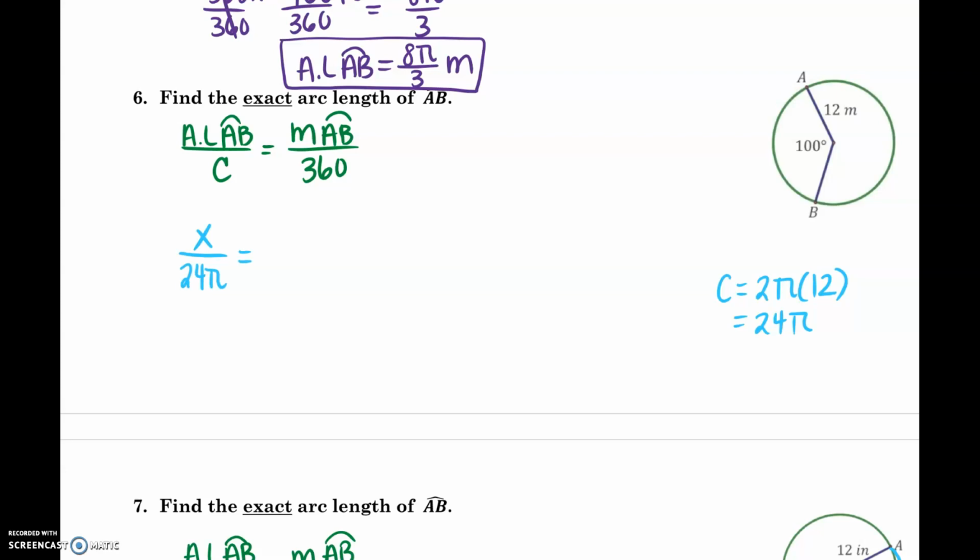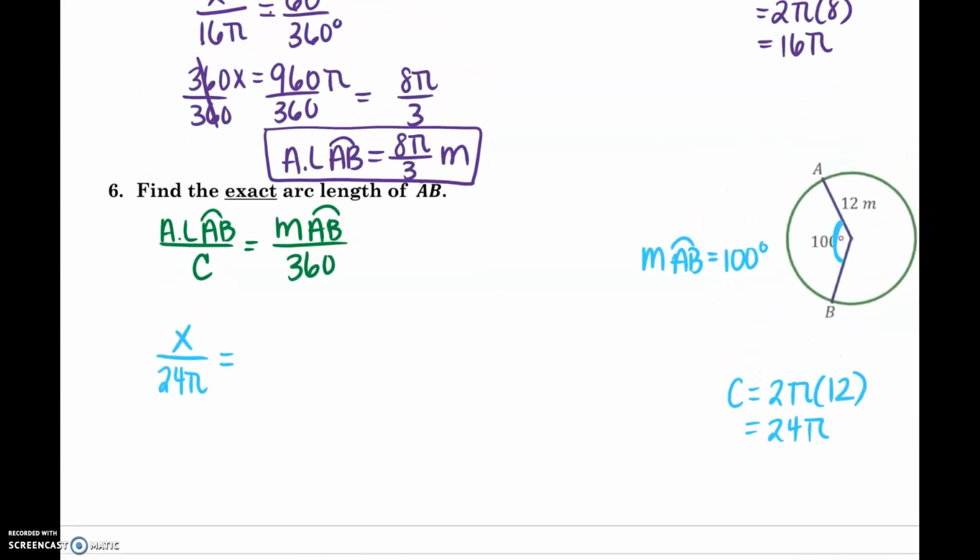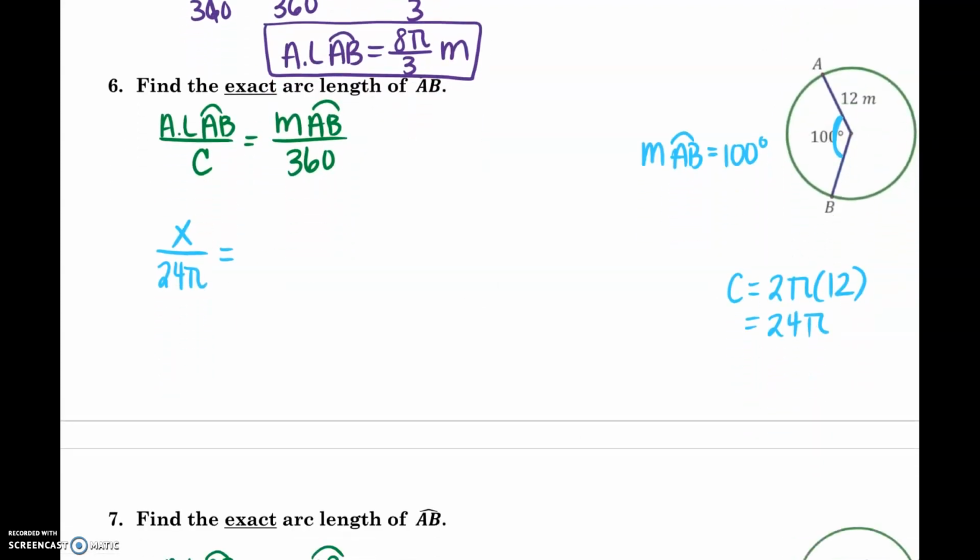Next, we have to find the measure of arc AB. So the measure of arc AB is equal to the measure of its central angle, which is 100 degrees. So we know the measure of arc AB is also 100 degrees. So we're going to have 100 degrees divided by 360 degrees, and now we can cross multiply.